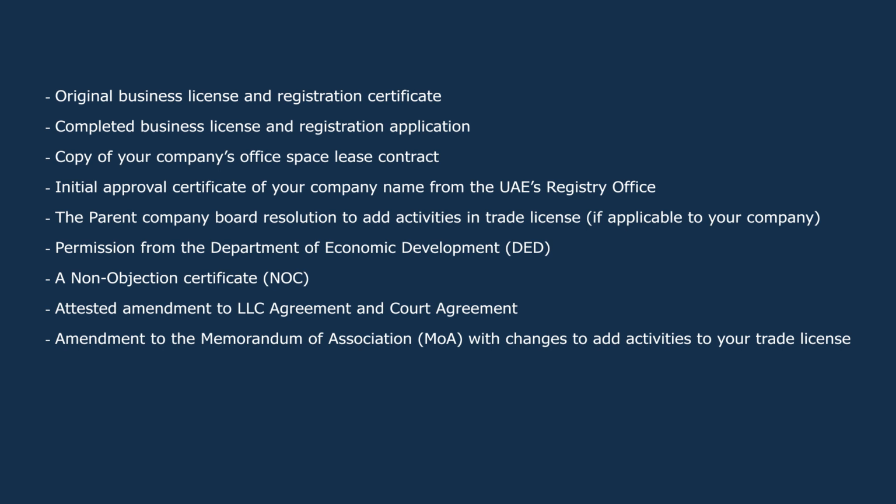The parent company board resolution to add activities in trade license, if applicable to your company. Permission from the Department of Economic Development, DED. A non-objection certificate, NOC. Attested amendment to LLC agreement and court agreement. Amendment to the Memorandum of Association, MOA, with changes to add activities to your trade license.